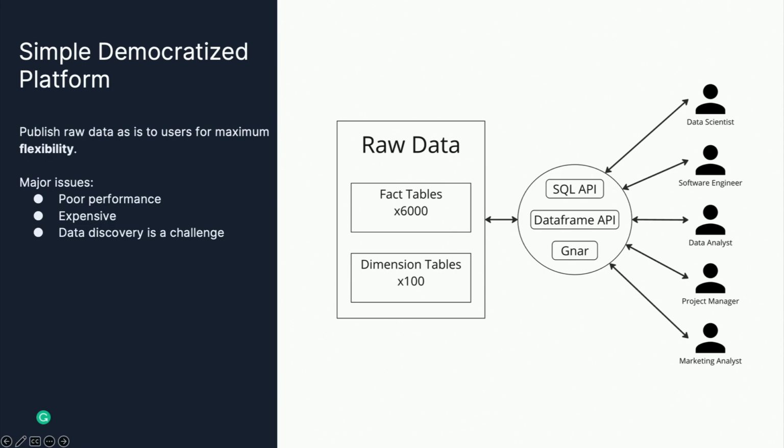By the way, there are two groups of raw data here. Fact tables, which are basically events, and dimension tables, which are replications of the production databases through DMS and CDC services.